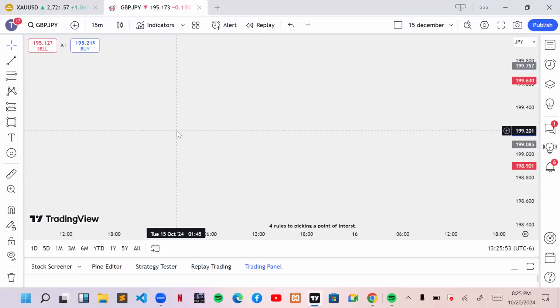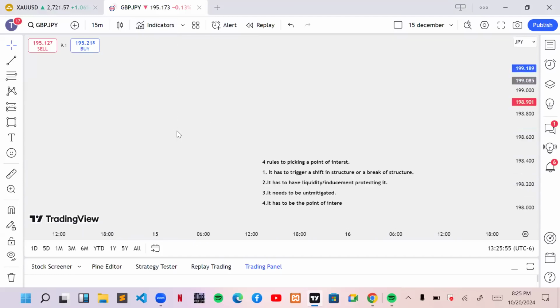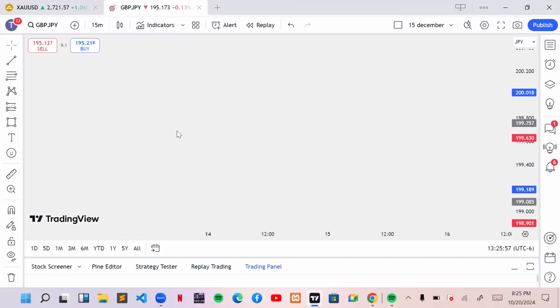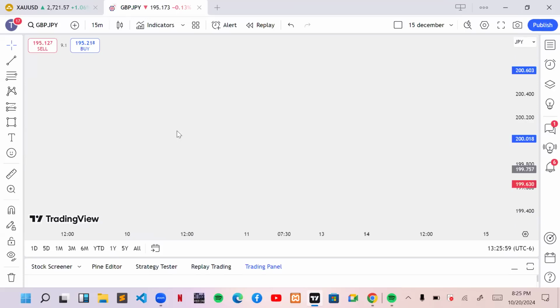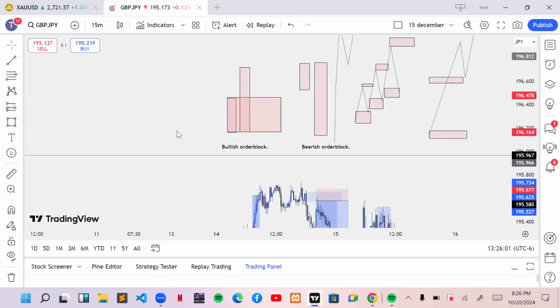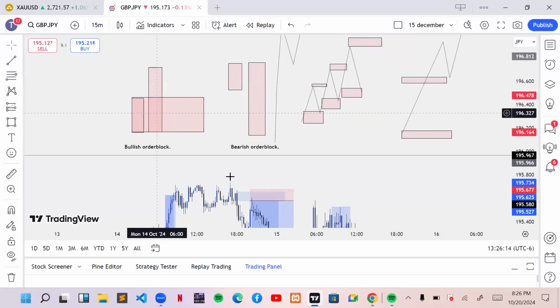So I said an order block is an area in the market where there are a lot of institutional orders. What I mean by that is the zone where institutional traders place their buy or sell limit or stop orders, or their other limit orders. That's what an order block is. And a breaker block is a failed order block. It means an order block that failed to hold.